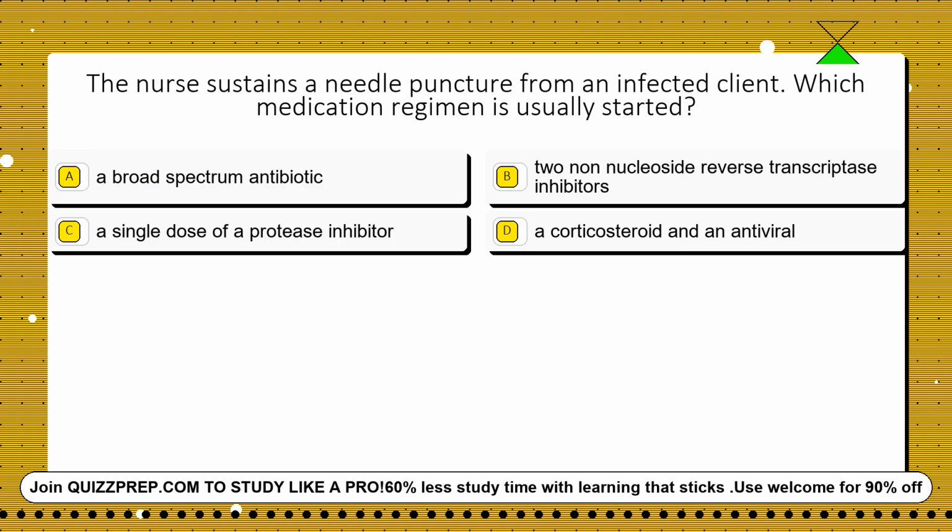Question 45. The nurse sustains a needle puncture from an infected client. Which medication regimen is usually started? Option A, a broad-spectrum antibiotic. Option B, 2 non-nucleoside reverse transcriptase inhibitors. Option C, a single dose of a protease inhibitor. Option D, a corticosteroid and an antiviral.